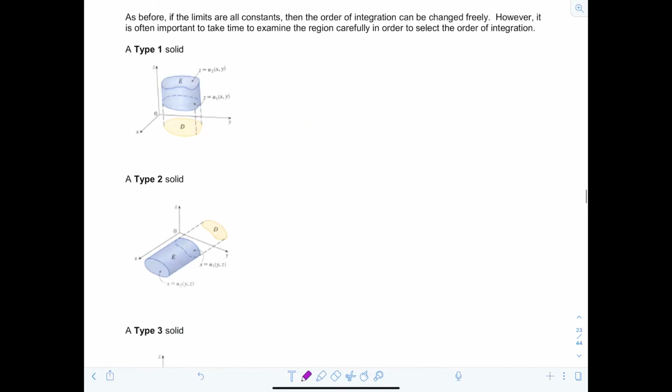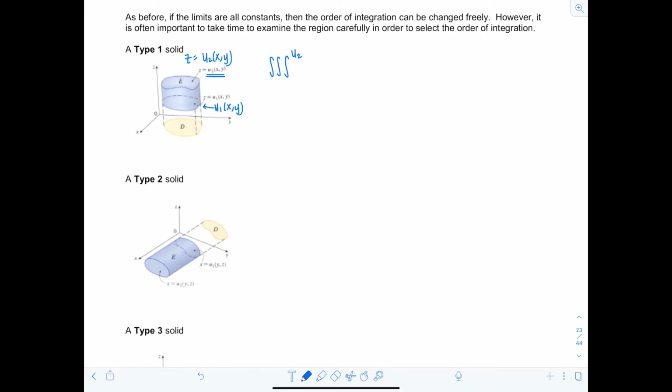So say you have a type 1 solid whose base you can see is most easily defined in the xy plane, right? So E is the solid, but the base of the solid is in the xy plane, and then its height can be determined as functions of x and y. Well, then in that case, the way you would want to set up your triple integral is to have the innermost, or the first iterated integral that you compute, be the one with respect to z. So you would have u sub 2 as the upper limit. That says u sub 2 of xy. And then this is u sub 1 of xy.